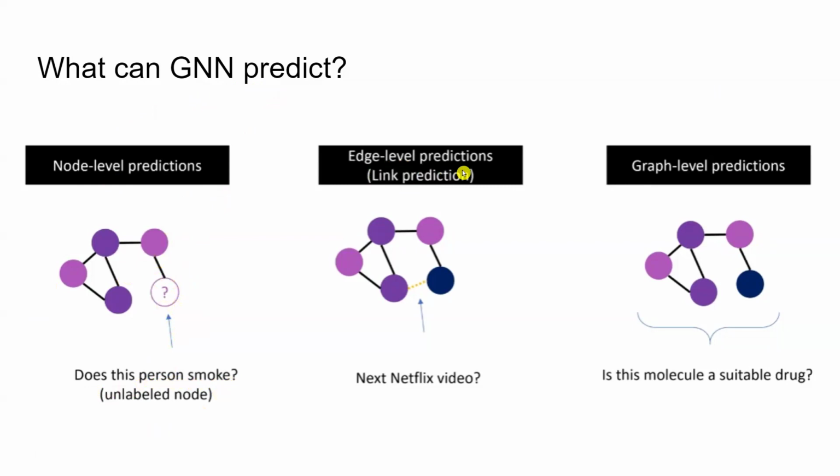Here's edge-level prediction, or link prediction. Edge and link are the same thing. The example is the next Netflix video, so the link is which video they're going to watch next. And here we have graph-level prediction, where we predict for the whole graph. This is the famous example of graph neural networks: is a molecule a suitable drug? Is this molecular structure good for our purpose? This is actually the one that made graph neural networks famous, I think. This is the one that stands out.